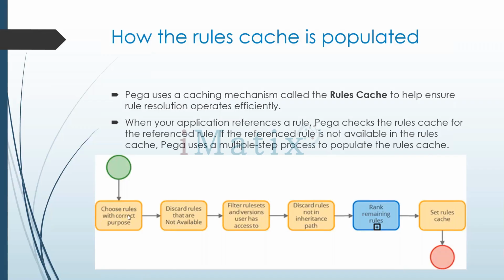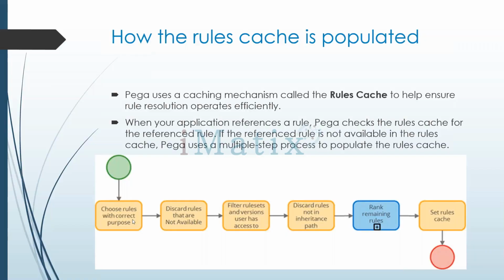The first one says choose rules with the correct purpose. We will be experimenting on each one of it today, but for now, just try to understand what they mean. Choose rules with the correct purpose. Correct purpose, it says. But what purpose? The purpose is going to be the name of your rule, the rule type, the class, the version. Considering all of this, the system would choose the rules with the correct purpose.